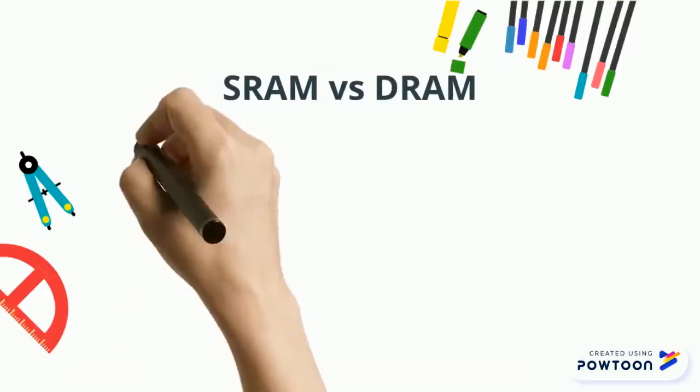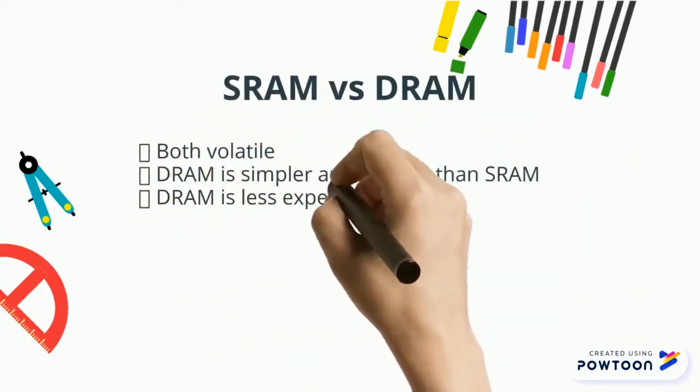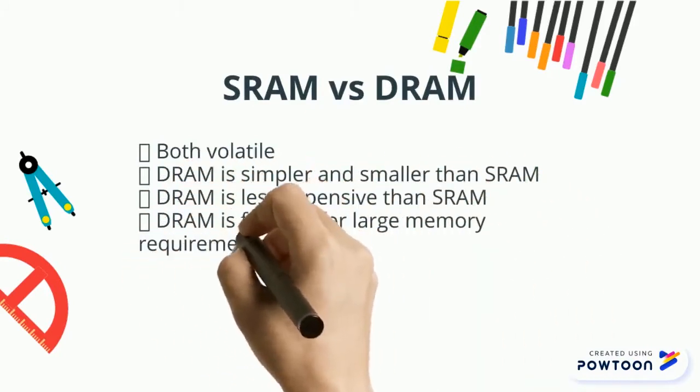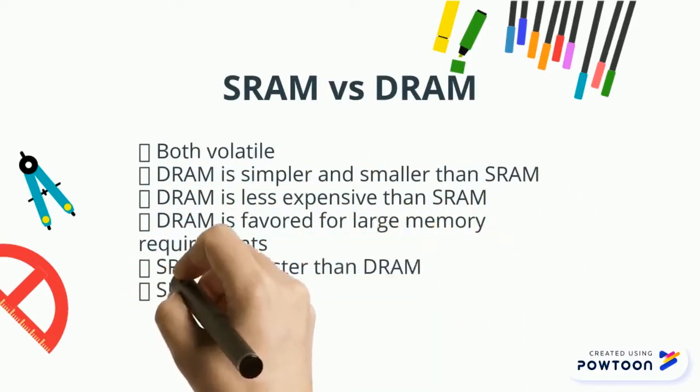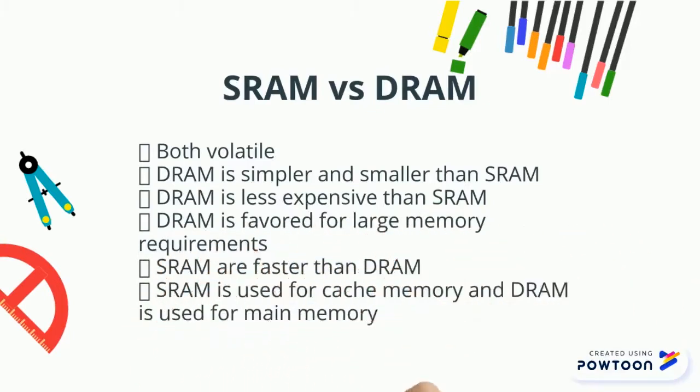The characteristics of SRAM and DRAM. The first one is both are volatile. DRAM is simpler and smaller than SRAM. DRAM is less expensive than SRAM. DRAM is favored for large memory requirements. SRAM is faster than DRAM. SRAM is used for cache memory and DRAM is used for main memory.